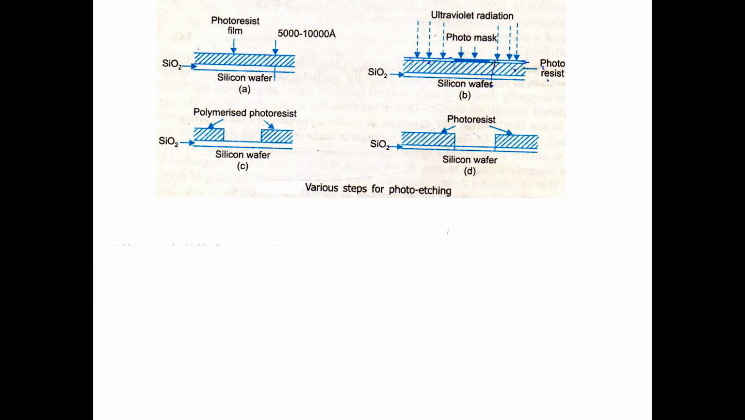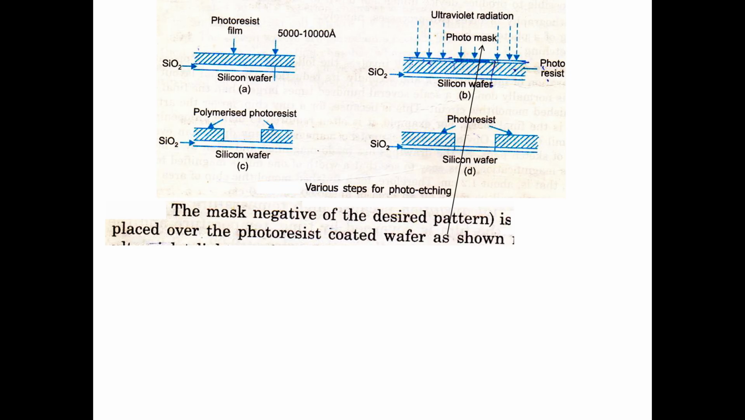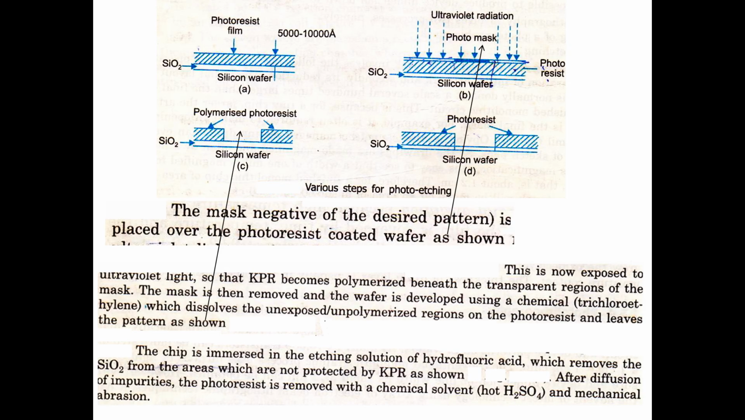The various steps for photo etching: the mask negative of the desired pattern is placed over the photoresist coated wafer as shown. This is now exposed to ultraviolet light so that KPR becomes polymerized beneath the transparent regions of the mask. The mask is then removed and the wafer is developed using a chemical, trichloroethylene. It dissolves the unexposed and unpolymerized regions of the photoresist and leaves the pattern as shown.